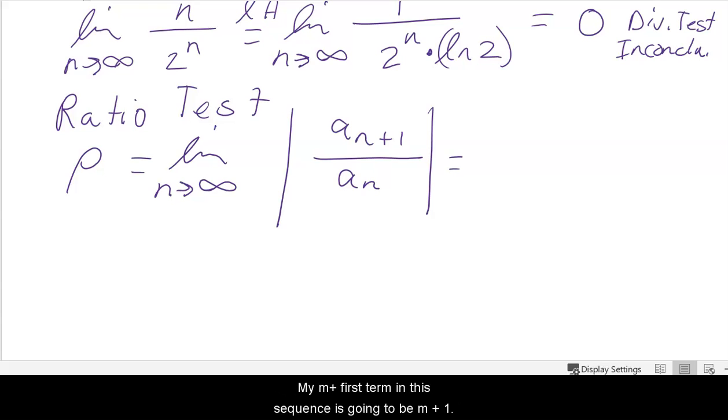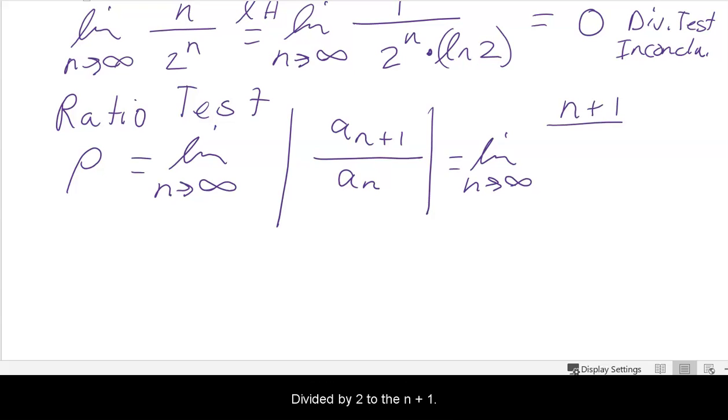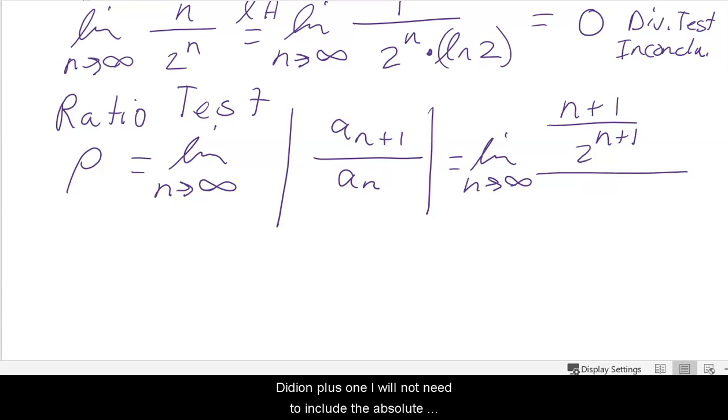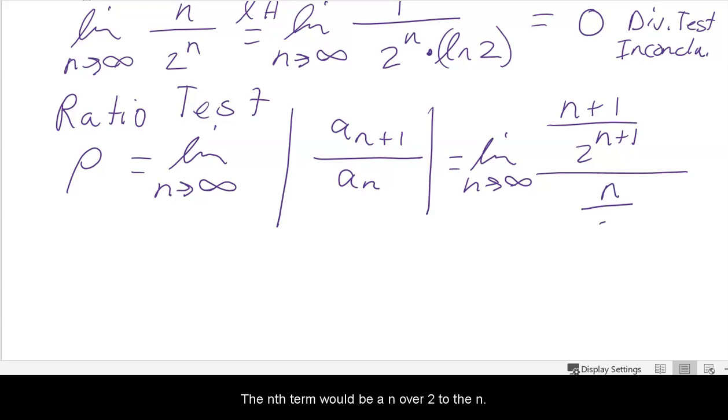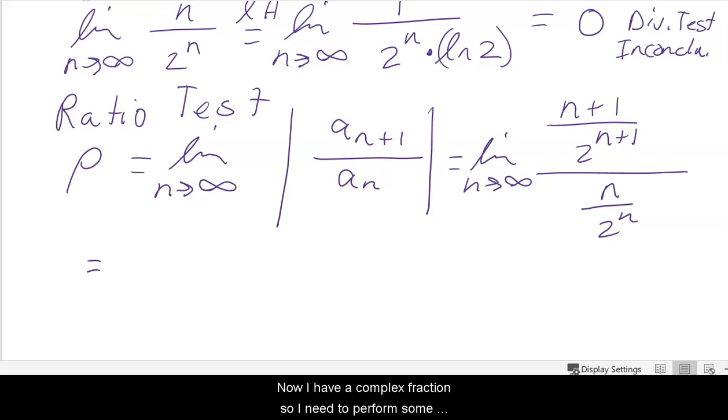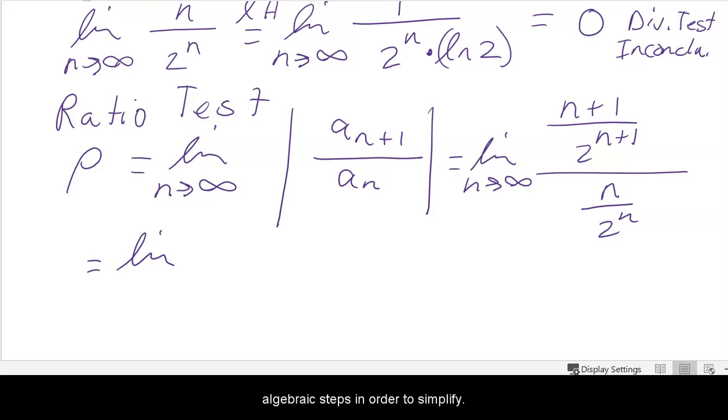My n plus first term in this sequence is going to be n plus 1 divided by 2 to the n plus 1. Because n plus 1 is going to be strictly positive, as is 2 to the n plus 1, I will not need to include the absolute values, though it's not wrong if I do. The nth term would be n over 2 to the n. Now I have a complex fraction, so I need to perform some algebraic steps in order to simplify it.